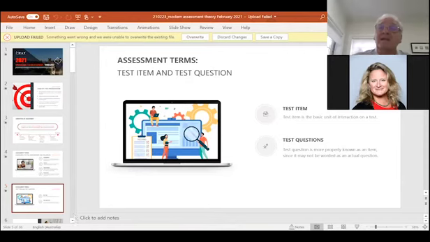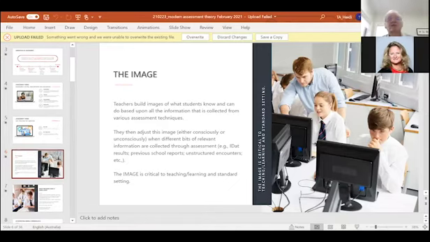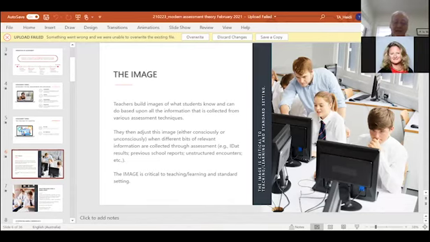Yeah, and there are just some more terms there. A test item to us is the basic unit and so on. I want to go on to one of the critical parts of our definition, which is the concept of an image. And I said to you, teachers build images of what students know and can do, and it's all based upon the information they collect.